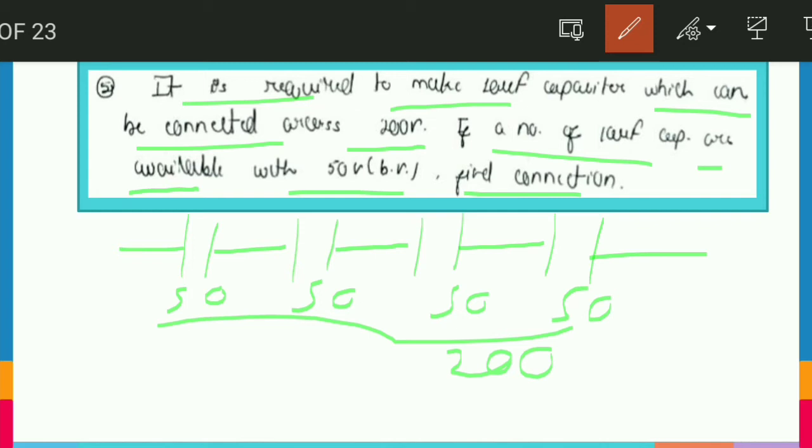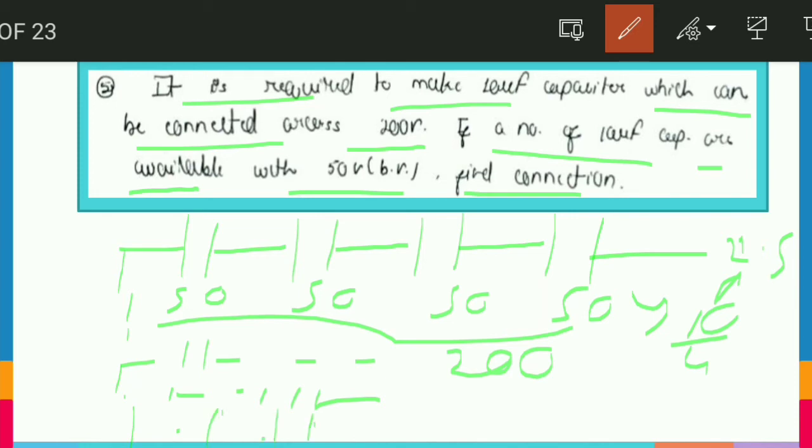But friends, when our capacitors are connected this way, they give a total capacitance of 10 by 4, that means 2.5 microfarad. But we need 10 microfarad. So what we do, friends, is connect four such branches in parallel. Let's move to the next slide, friends.